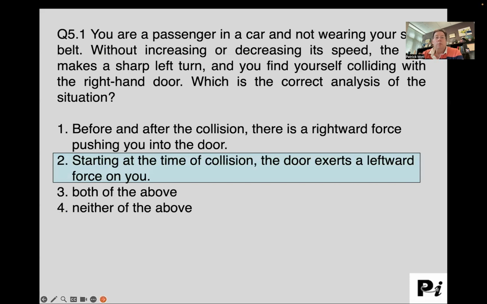All right. So, the correct analysis of the situation based on Newton's first law of motion: you kept trying to move with a constant velocity while the car was accelerating. And it was not until the door ran into you and started pushing you to the left that your velocity changed. So you kept trying to move in a straight line at constant speed while the car was turning around you. Starting at the time of the collision, the door exerts a leftward force on you, and that force is what's making you turn along with the rest of the car. Let's try another one.